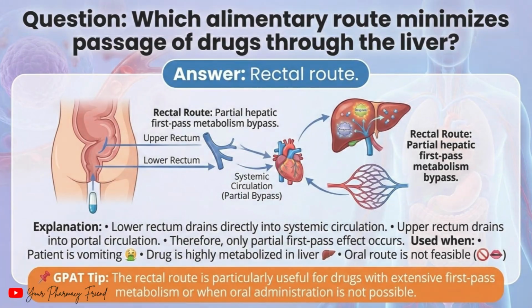Which alimentary route minimizes passage of drugs through the liver? Rectal route. The rectal route of administration is used when we want to minimize the passage of drugs through the liver. Drugs administered into the lower rectum partially bypass hepatic first-pass metabolism and enter systemic circulation directly. This route is particularly useful for patients who are vomiting, have difficulty swallowing, or when the drug is extensively metabolized in the liver. Note that the upper rectum still drains into the portal circulation, so only partial bypass occurs.